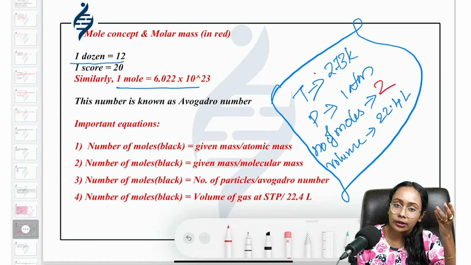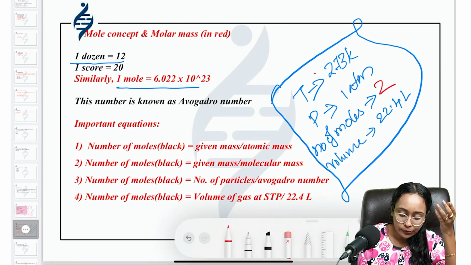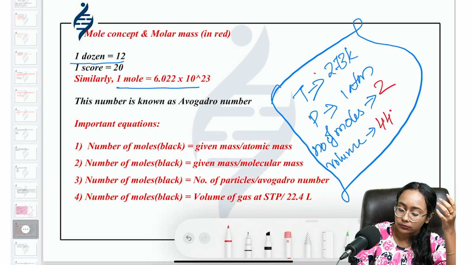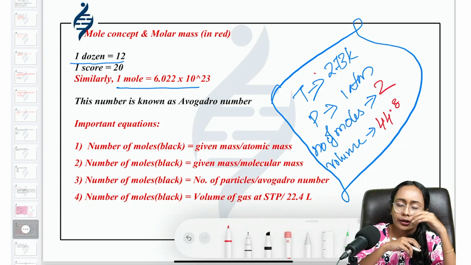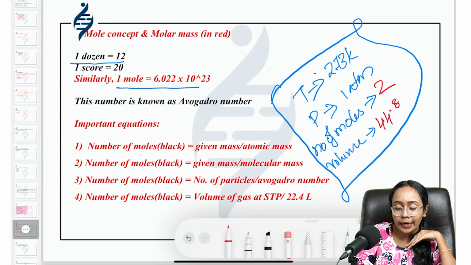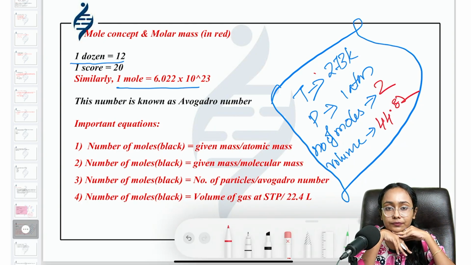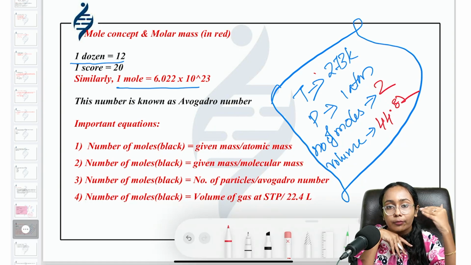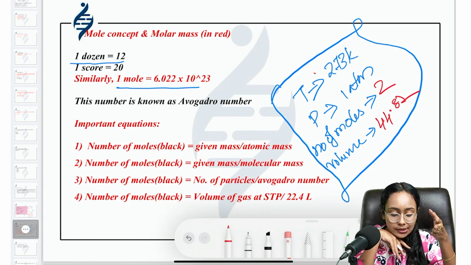What will happen to the volume? Will the 22.4 remain the same? No, it won't. It will change to 44.8 liters. So at STP, if you have 2 moles, the volume will be 44.8. If you have 1 mole, you will have 22.4 liters. As the number of moles increases, the volume will increase. It will be a multiple of 22.4 liters.